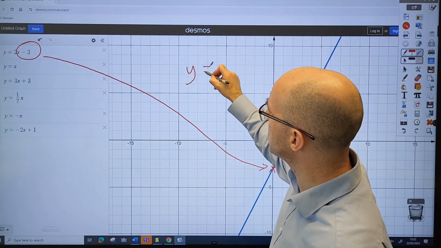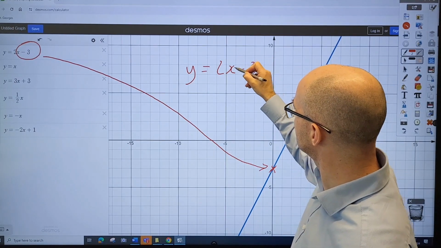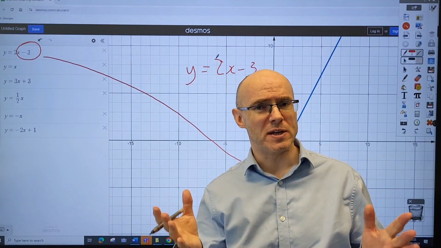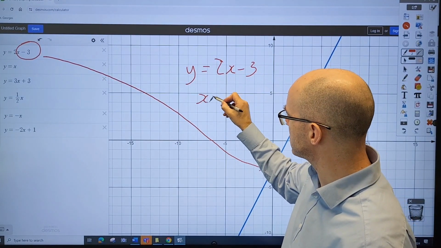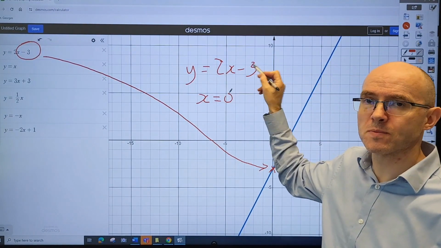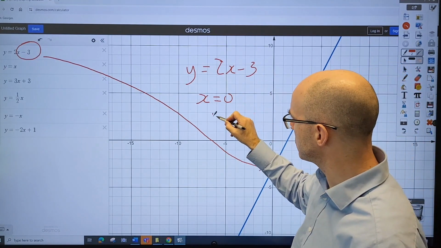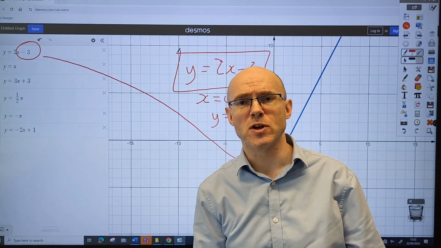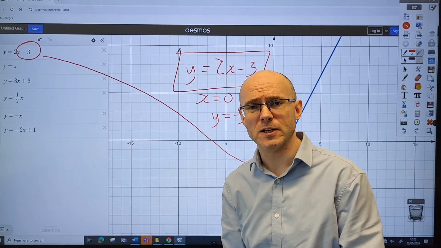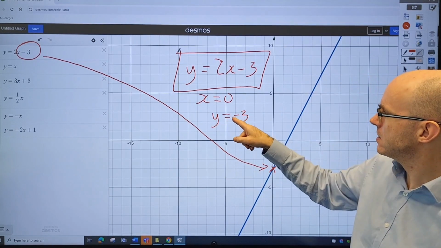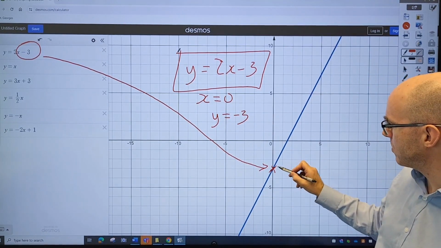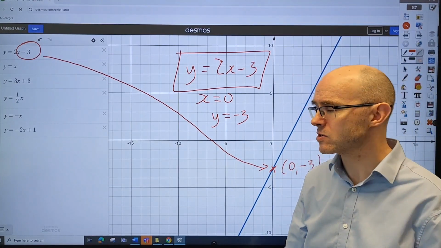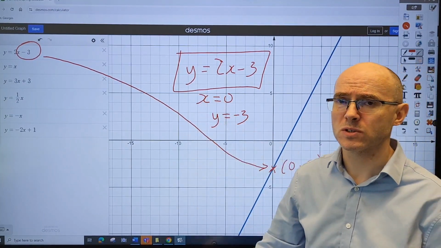Well, if we consider the equation y equals 2x minus 3, remember, to find a coordinate that lies on the graph, we just substitute in the value of x. If I put in x equals 0, 2 times 0 subtract 3 is -3. So y would be -3. Remember, that's how the equation works. You substitute an x coordinate, you get a y coordinate back again. So x is 0, y is -3, and that's the coordinate point (0, -3). So the y-intercept is always going to be when the graph crosses the y-axis, when x is equal to 0.